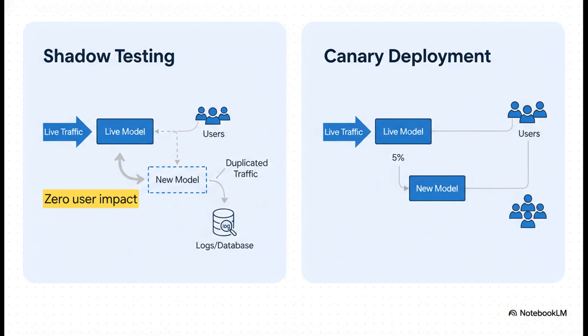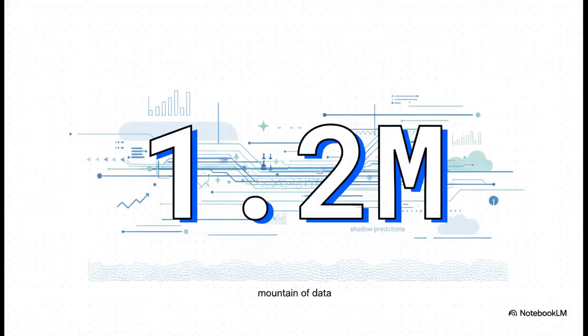So to figure that out, we use two really powerful validation techniques. First, there's shadow testing. Think of it like a perfect dress rehearsal. The new model gets live traffic, but we only log the results. There's zero user impact. Then you have canary deployment. This is where we get brave. We serve live traffic to a tiny percentage of users, say 5%, to see how it performs in a limited-risk real-world test.